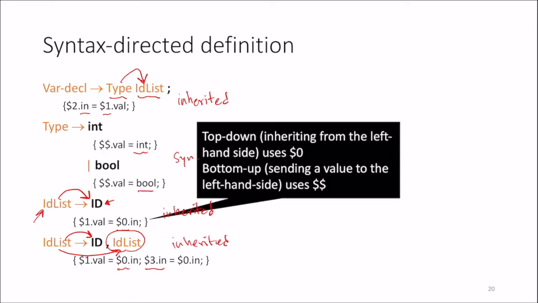When I'm inheriting from the left-hand side, I use a $0. And when I'm going bottom up, I'm sending a value to the left-hand side. So the left-hand side is getting a value from the right-hand side. We call it $$. So they're both referring to the left-hand side, except $0 is inherited and $$ is synthesized. So we keep those inherited and synthesized separate.